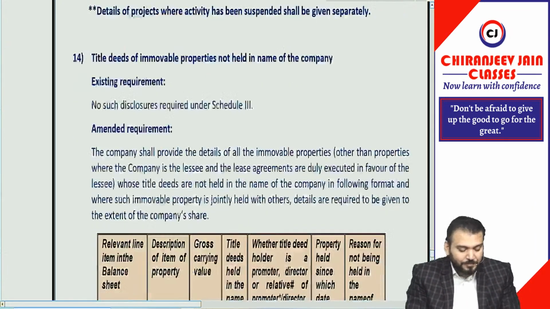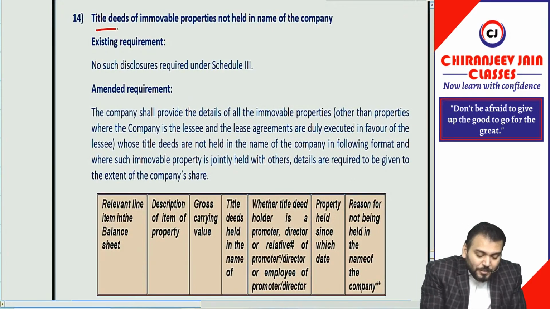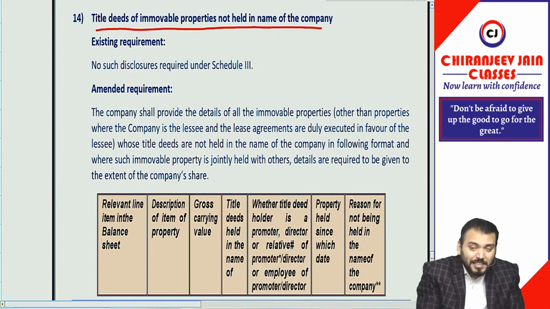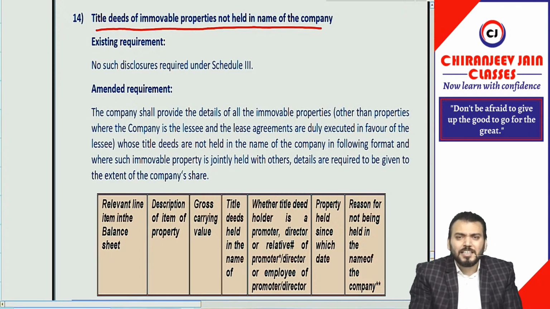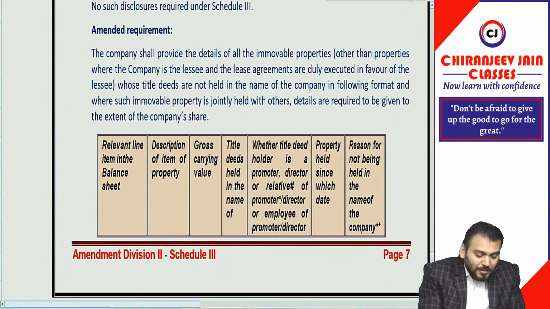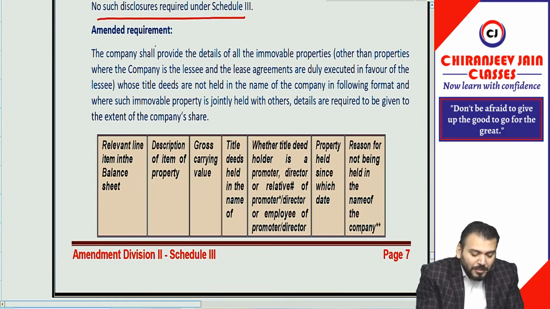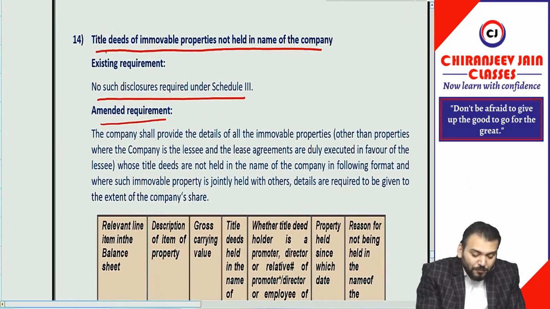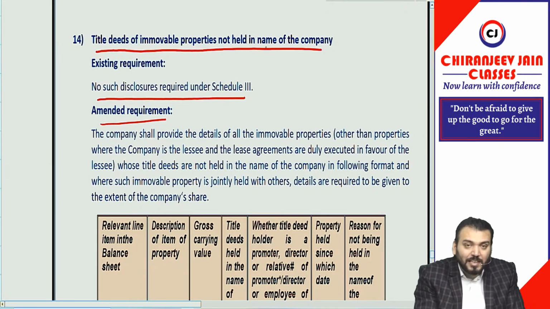Correct? Yes, sir. Then title deed of immovable property not held in the name of the company. It might happen it is held in the name of some other party, director, etc. So that requires disclosure also. Previously there was no such requirement, now there is a requirement to disclose the information about title deed of immovable property not held in the name of the company.